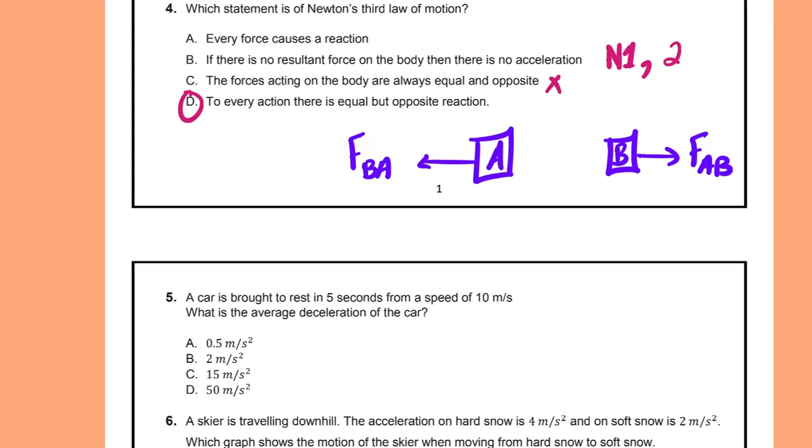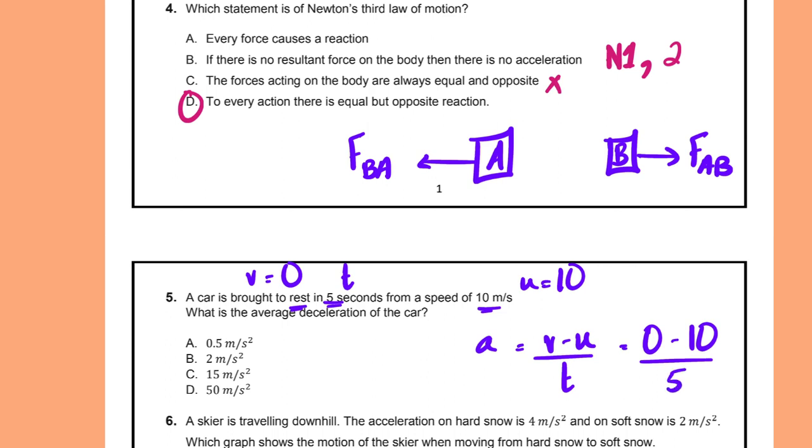Question number 5, a car is brought to rest in 5 seconds from a speed of 10 meters per second. What is the average deceleration of the car? So it started out at 10, it was brought to rest. So final velocity v is 0, u is 10, time t is 5. So for the acceleration, v minus u over t, so 0 minus 10 over 5, which is minus 2 meters per second squared. But because this says deceleration in the question already, I know that the negative sign has been considered beforehand, so it's just 2.